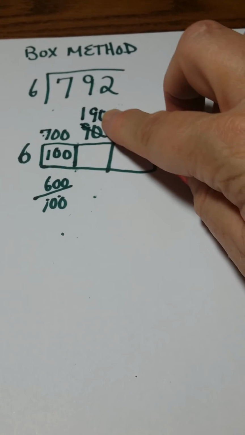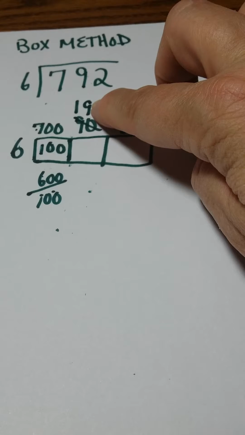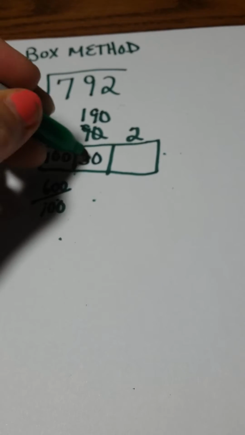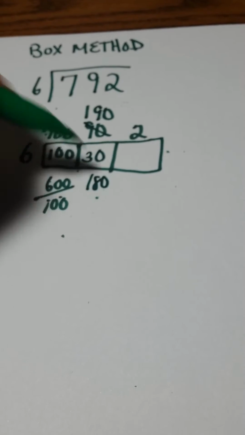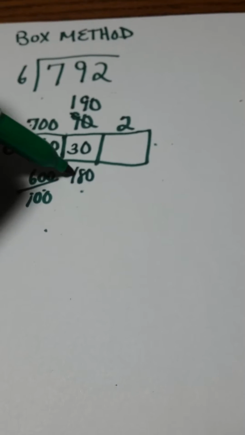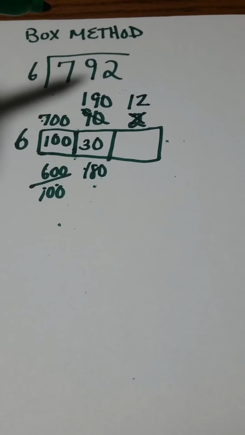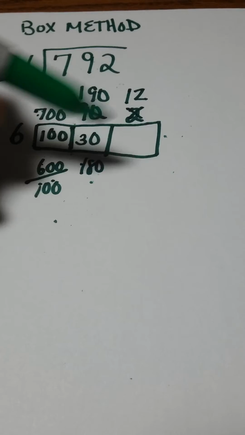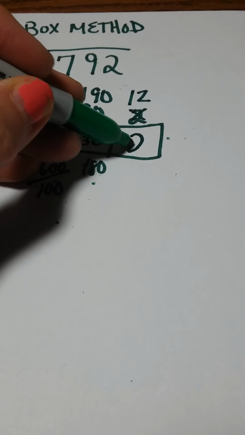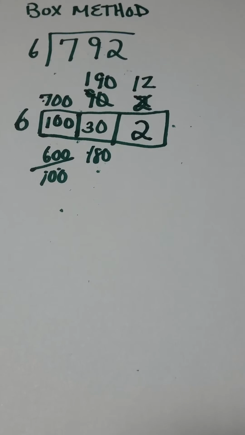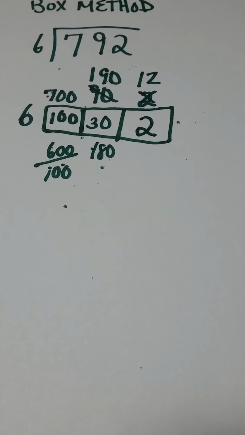Ask myself, can 6 go into 19? Yes, 3 times, plus the 0 on the end, which is really 6 times 30. 6 times 30 is 180. The difference between 190 and 180 is 10, so I'm going to bring that over into the next box. And I start again. Can 6 go into 12? Well, I know that 6 times 2 is 12. And it looks like I have finished all my division steps.